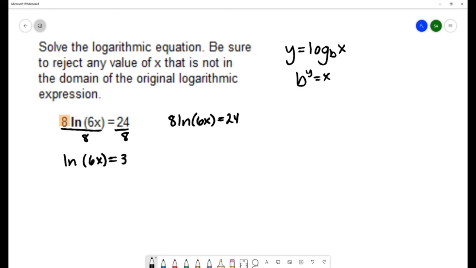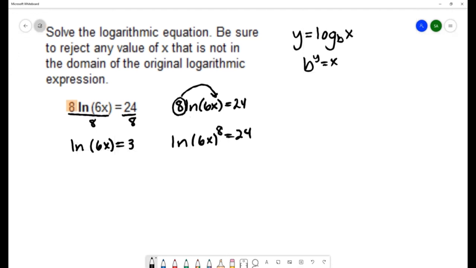The other way to get rid of that 8 is to use one of our properties of logarithms, called the power rule. We can move that 8 into the power using that power rule. So that would give natural log of (6x) to the 8th equals 24. Now that we have that 8 off the coefficient, we can convert this to an exponential equation. We are using some special symbols in this example. We're using ln instead of log, so we have to keep in mind what those special symbols mean.